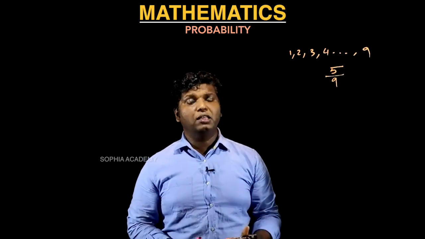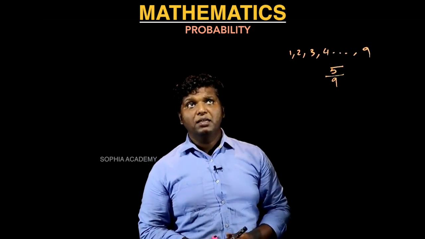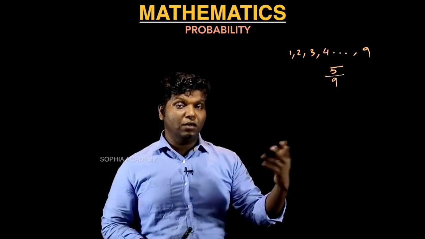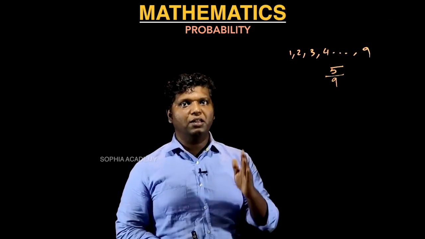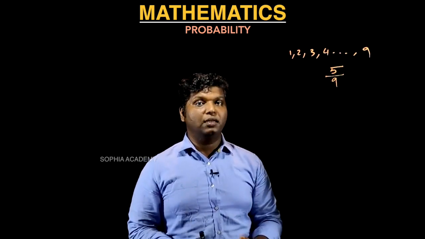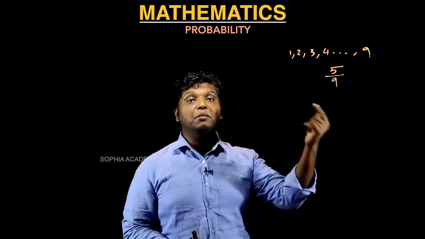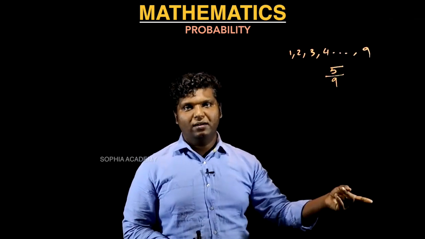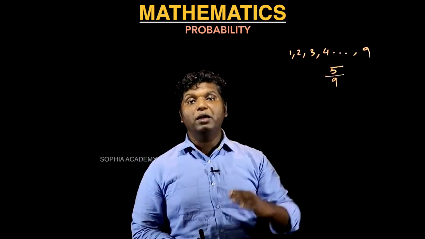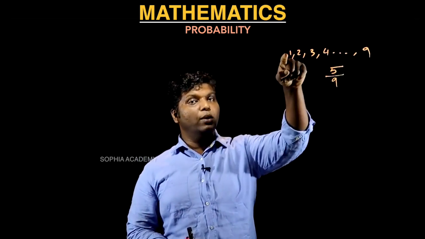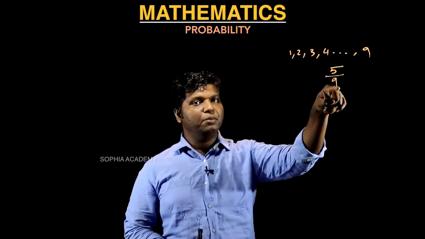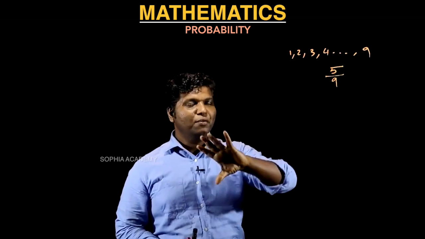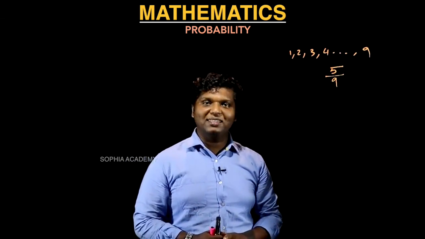Or you can find it like this. For example, if the numbers are given, just imagine, from 19 to 99, how many numbers are there? How will you find it? 99 minus 19 plus 1. Because from 1 to 9, how many numbers are there? 9 minus 1, what is 9 minus 1? It is 8. 8 plus 1, it is 9. That's why it came here as 9. Keep that in your mind, okay? When you're counting the numbers, this is the way to understand that.